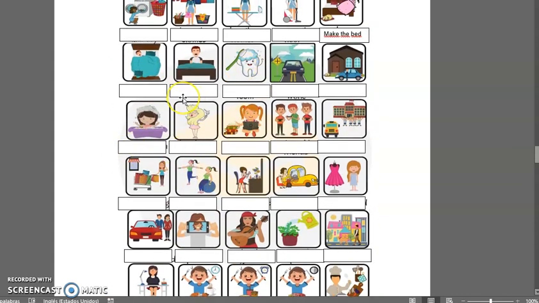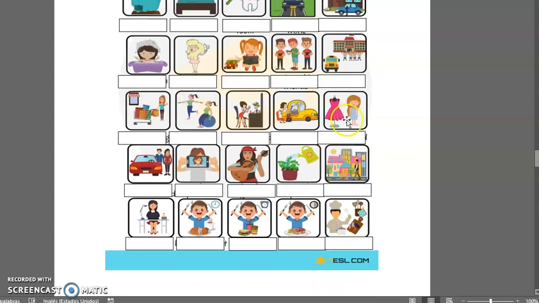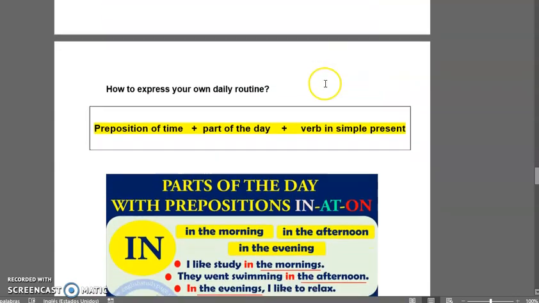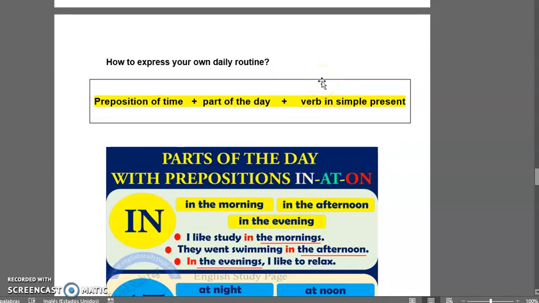Okay, this is our second part of the lesson, right? Now, once you have all the images described, we're going to see the next part in our lesson. How can you express your own daily routine? You need three elements for a description of your daily routine. You need a preposition of time.